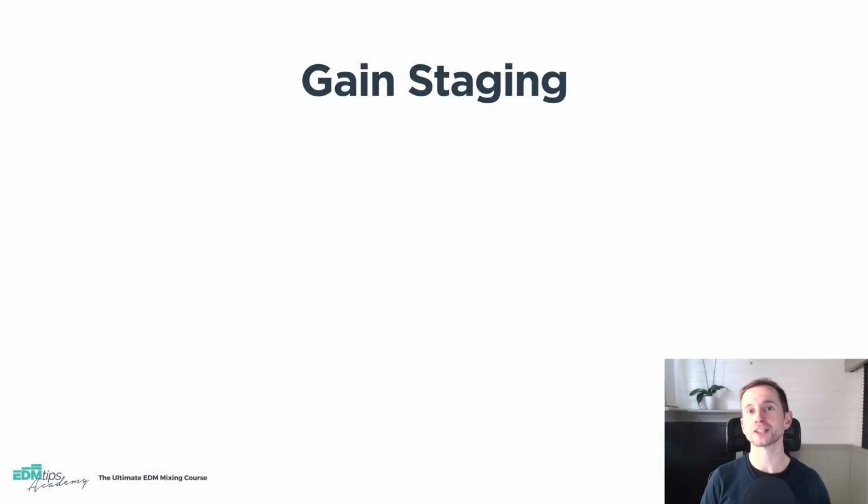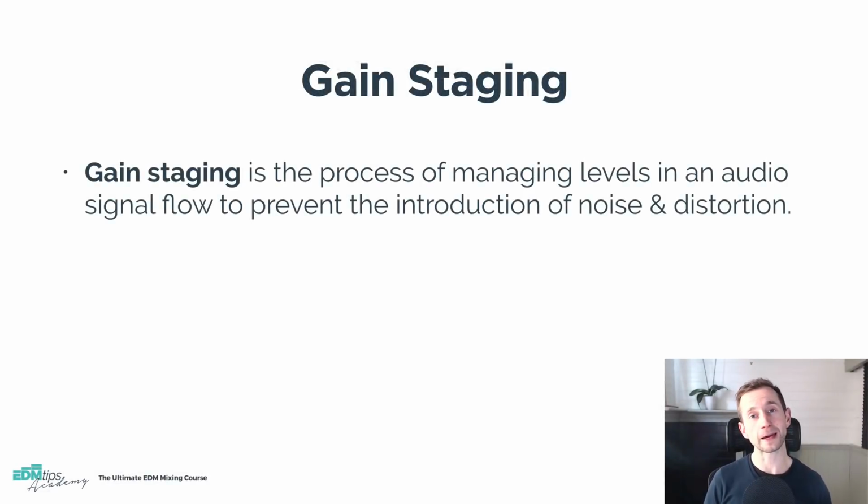Gain staging is basically the process of managing audio levels in a signal flow to prevent the introduction of distortion and clipping. We'd only want to add distortion if it was a creative choice and we were using a plugin like a distortion plugin, for instance.